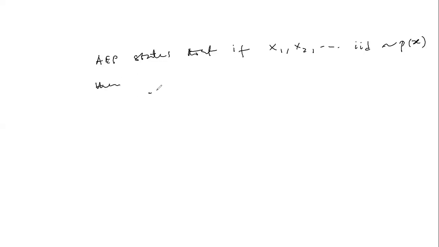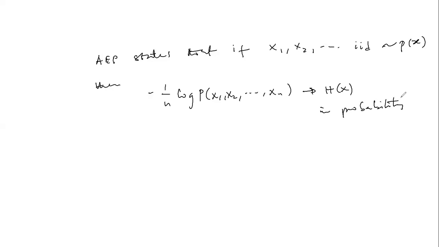We were also able to show that the asymptotic equipartition property, say AEP, states that if, for instance, we have random variables X1, X2, all the way to Xn that are independent and identically distributed with a probability distribution P of x, then we have negative 1 over n log of the probability P(X1, X2, all the way to Xn) tending to the entropy in probability.